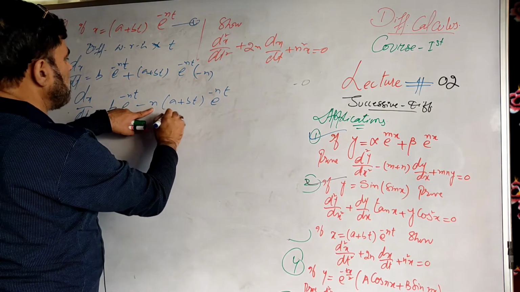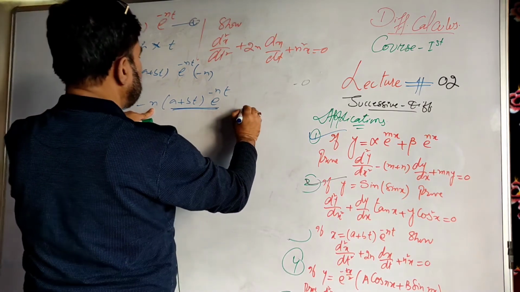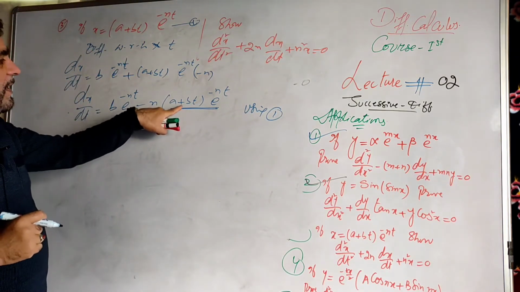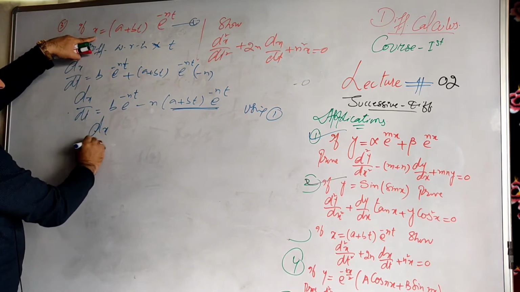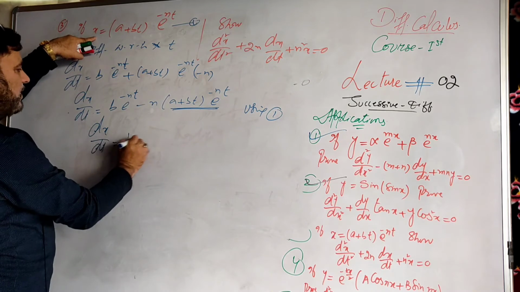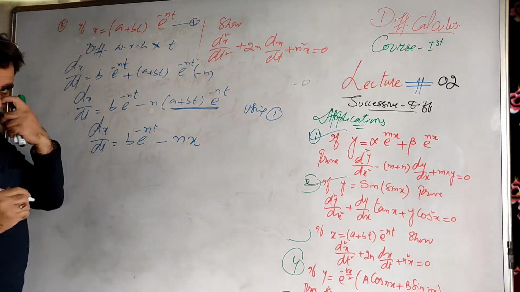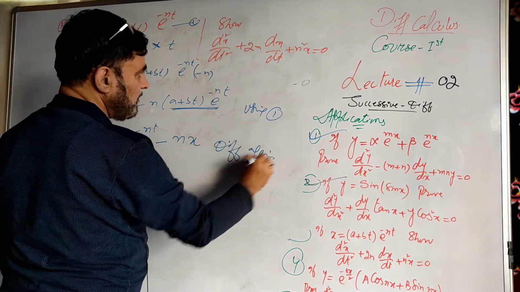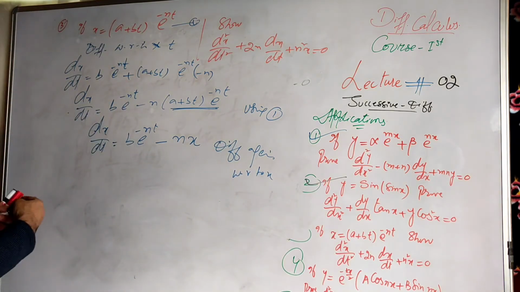Well, this is a plus bt e raised power minus nt. I will use the first equation here. What is a plus bt e raised power minus nt? It is x. So dx by dt is b e raised power minus nt minus nx. I will name this second. Differentiate this again with respect to t. You just see what you get.